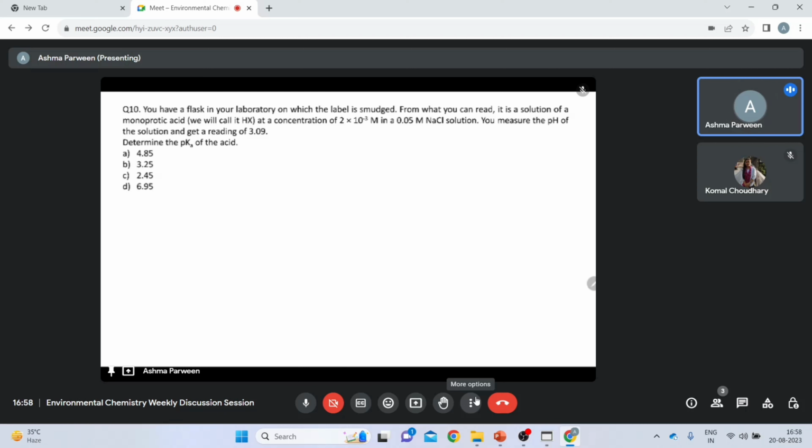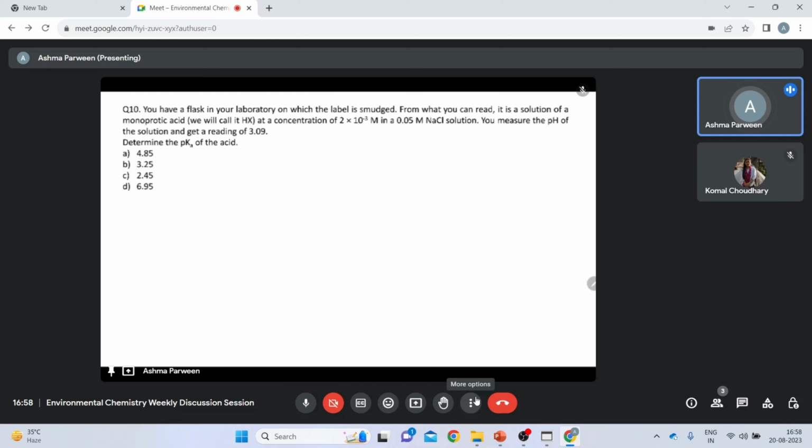Again, we have been given the pH of the solution and we have to find out what is the pK of the acid. So similar to question number, I think 8, where we calculated the concentration of NaOH added, in this question we have to find the pKa value, and the steps will be very much similar to the steps which we followed in question number 8. So let's see how we can solve this question.